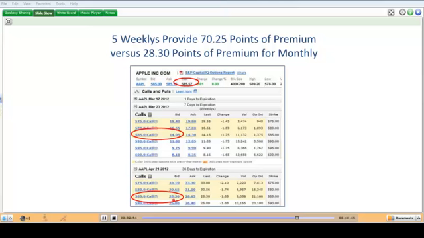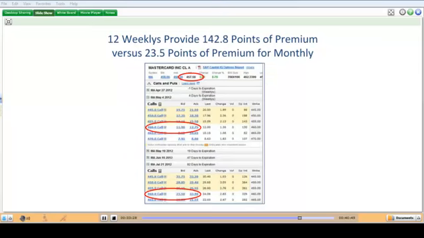This expires in 36 days. So you could collect 5 weekly options at 1405, which would give you 70 points of premium versus this 28 points of premium for the monthly option over the same time frame. So that's why these weekly covered calls are so lucrative, because you get a lot more premium over the same period of time. Here's another example. This is for MasterCard trading at 457.